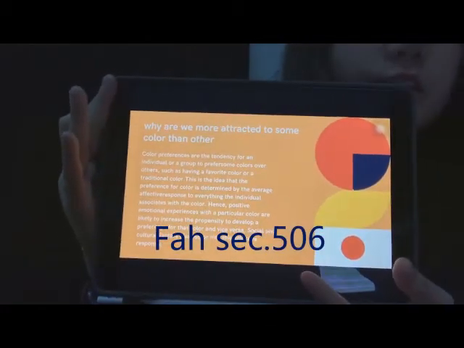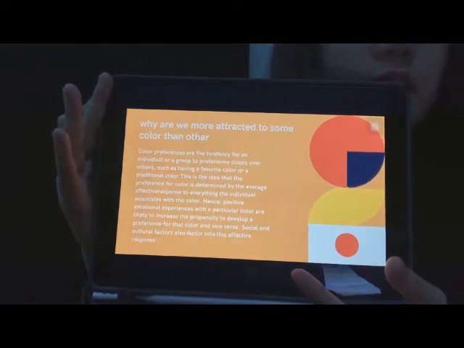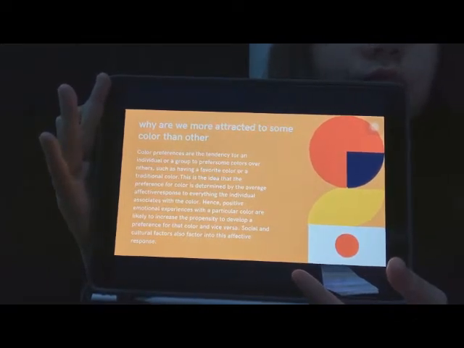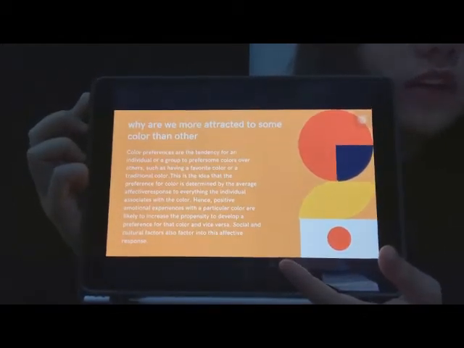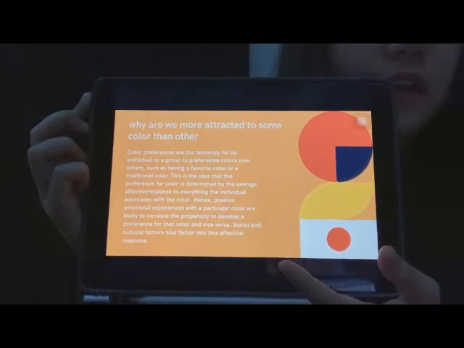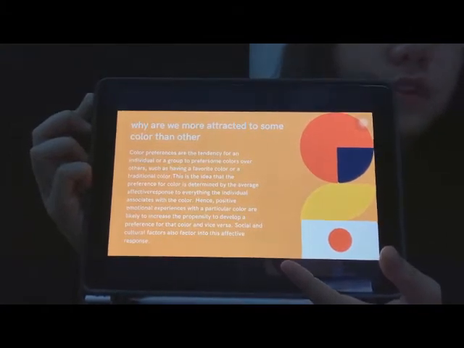Effective response to everything the individual associates with the color, hence positive emotional experiences with a particular color are likely to increase the propensity to develop a preference for that color.